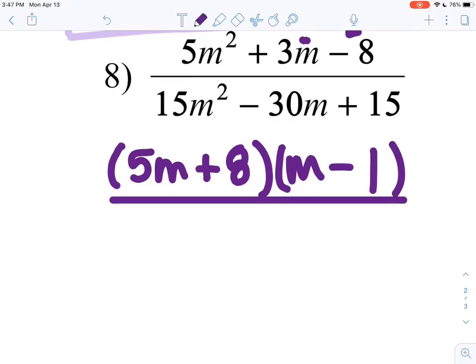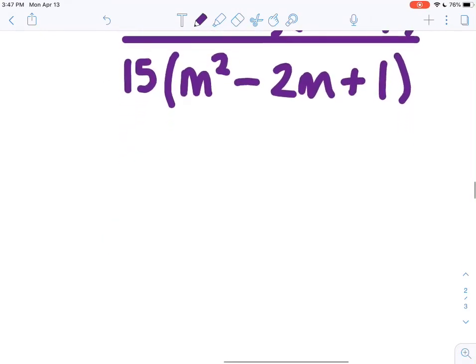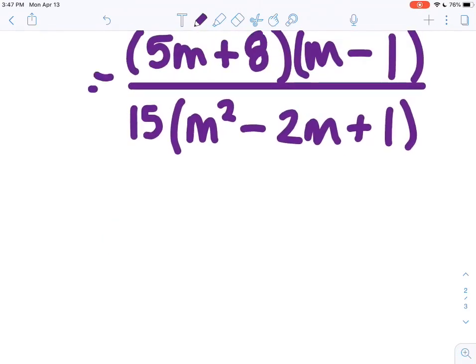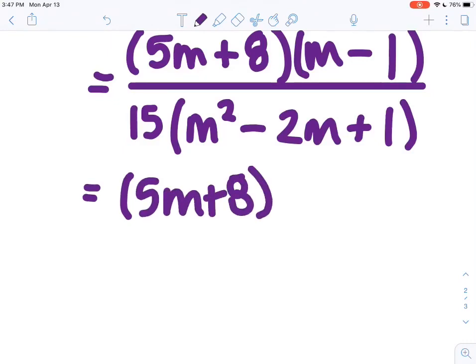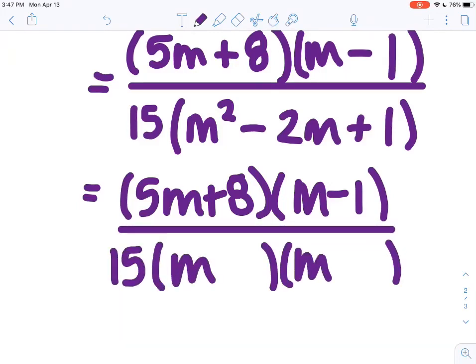So there's a GCF of 15. So I'm going to factor that out first. So I get m squared minus 2m plus 1. Oop. And then I got to keep factoring what's in the parentheses. So the numerator stays the same. And then I get 15, and then in the denominator, factor what's in the parentheses, I get m minus 1, right? Because it's got to multiply to be positive 1, add to be negative 2.